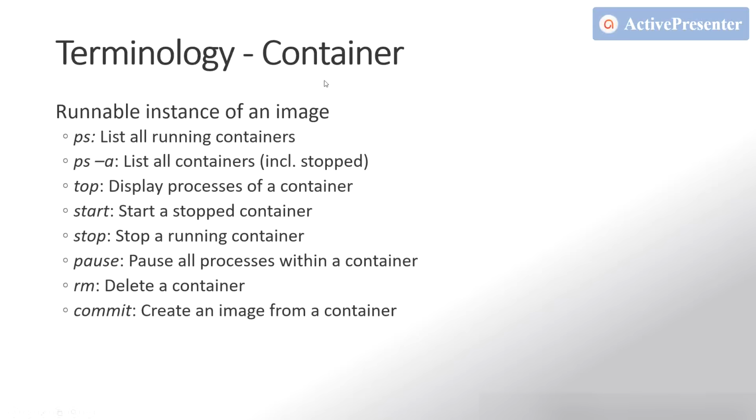These are container commands. Once you create a container, there are certain functions which you can do on the container. That is your ps. ps is list all running containers. ps -a, including the stopped containers, will show you all the containers. Top displays processes of containers. You can start a container, stop a container, pause a container. rm deletes a container. Commit creates an image from a container. So if you want to create an image from a container, commit is another command apart from run.